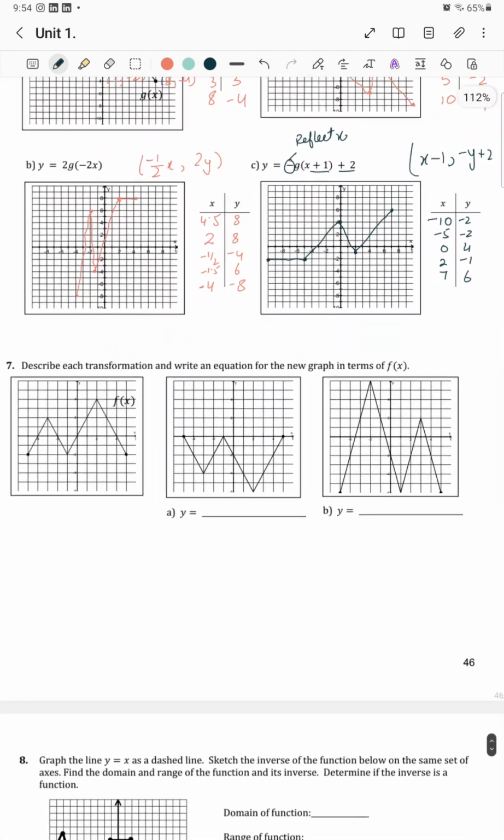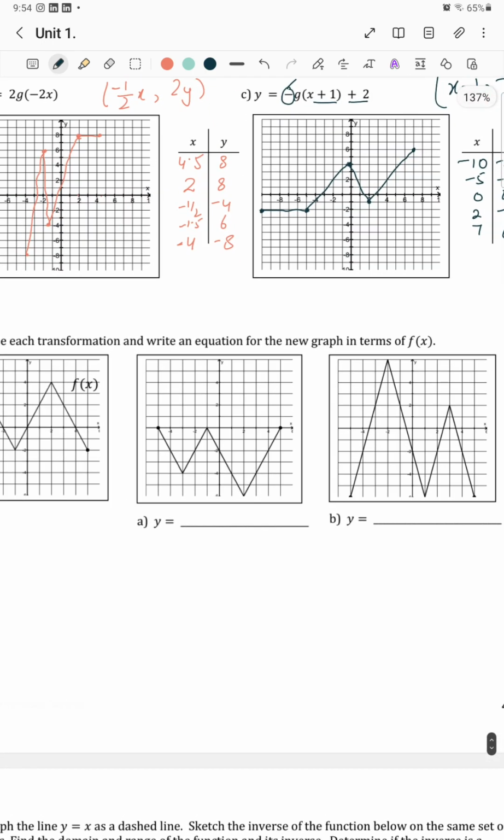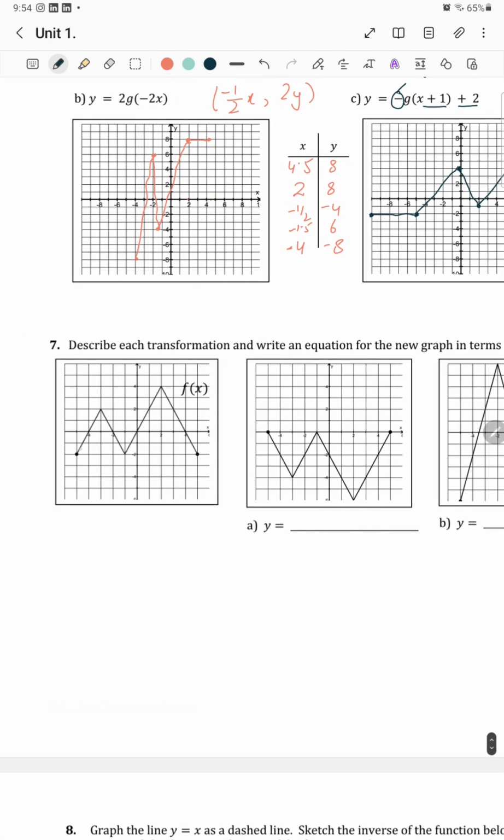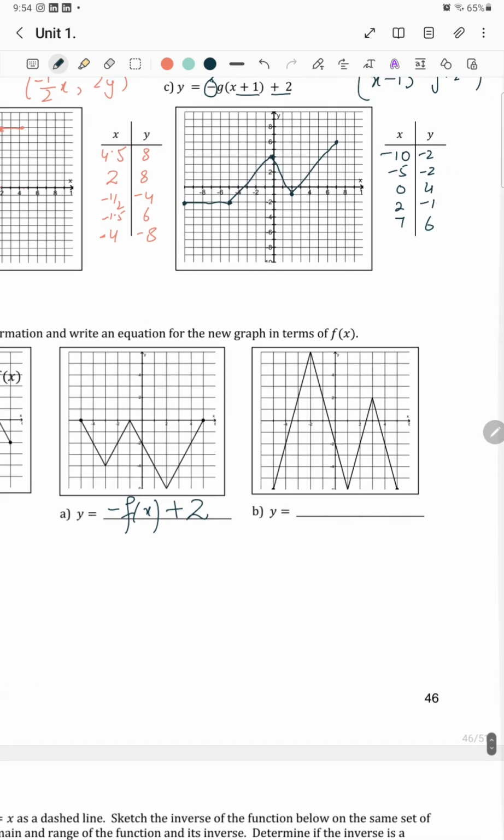Describe each transformation and write an equation for the new graph in terms of f of x. So the first function is f of x. What is happening in the second function? It's reflecting over x first of all, and if it is 2 over here, it's 2 going here. Reflecting over x and going downwards with plus 2.